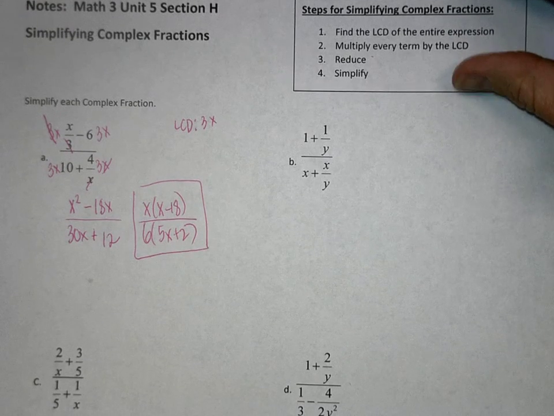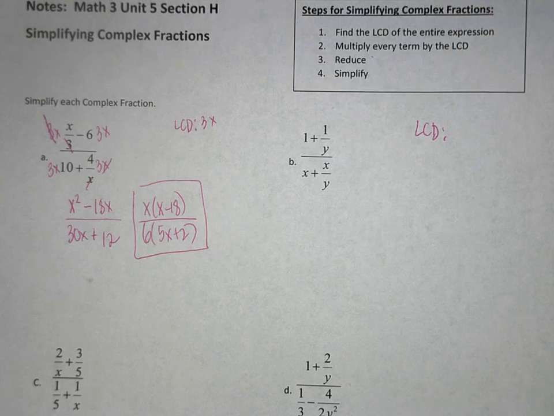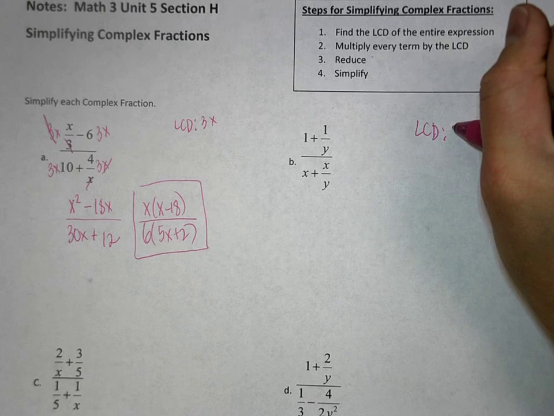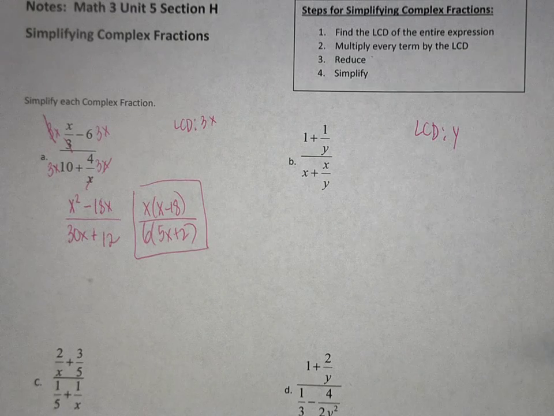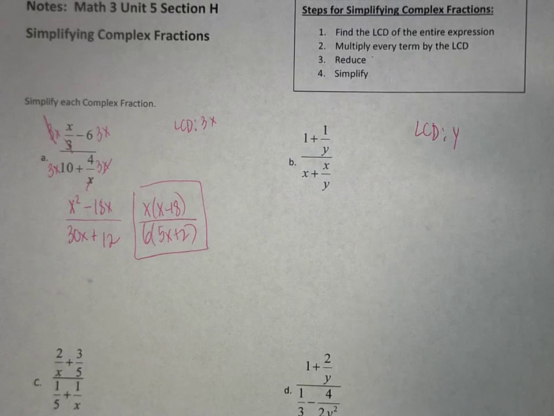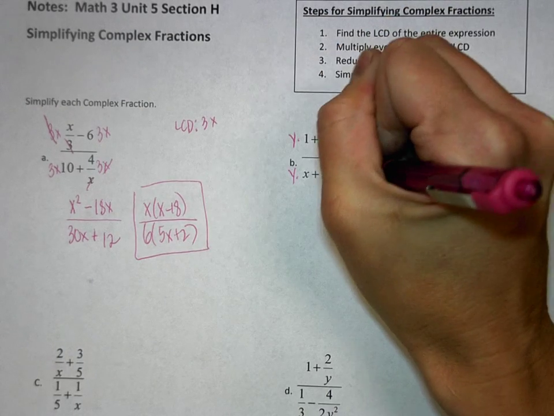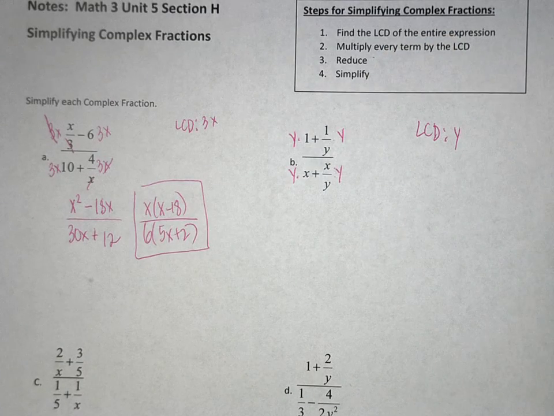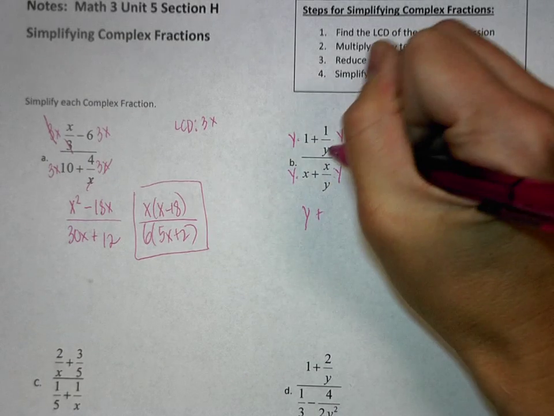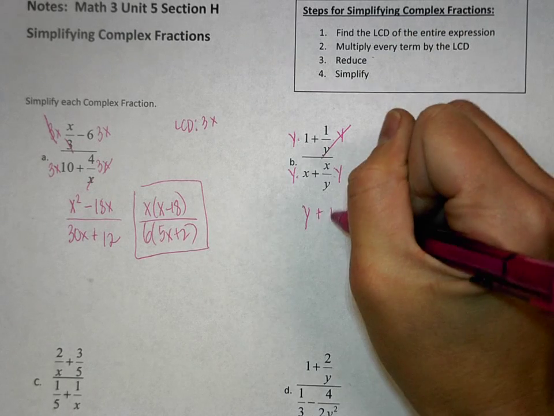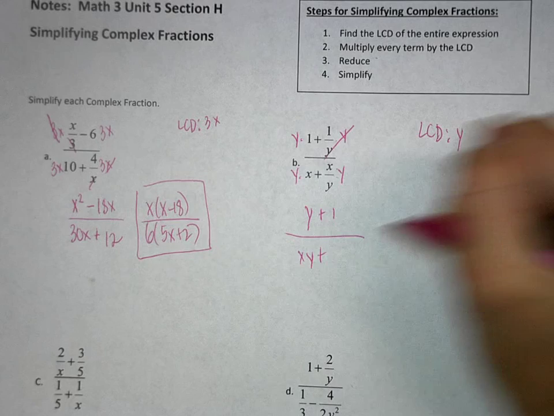Next problem, B. What is my LCD on this problem? Yeah, 1y or just y. Step 2 is to multiply every term by that LCD. So I go through and write times y next to every single term. The first one, y times 1 is y. Plus, here these cancel and we're left with 1. Over xy. Good, write that down.